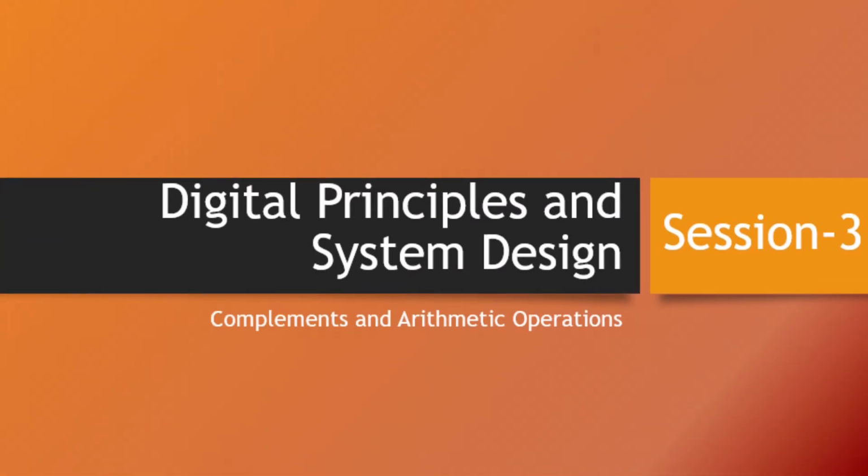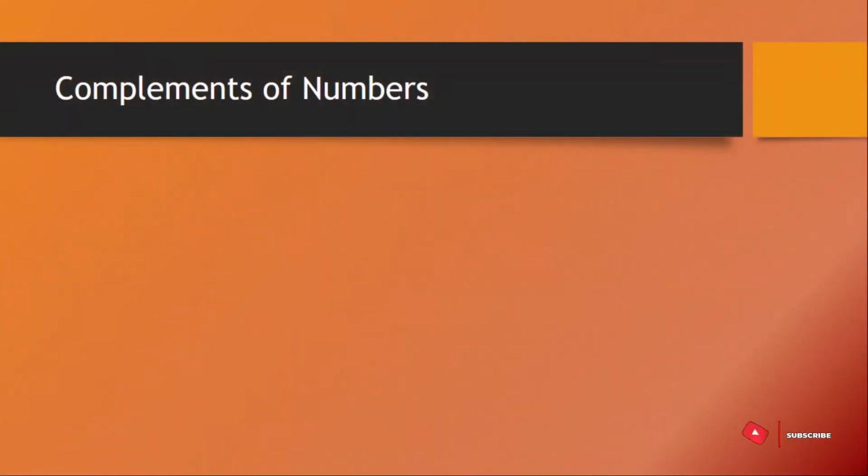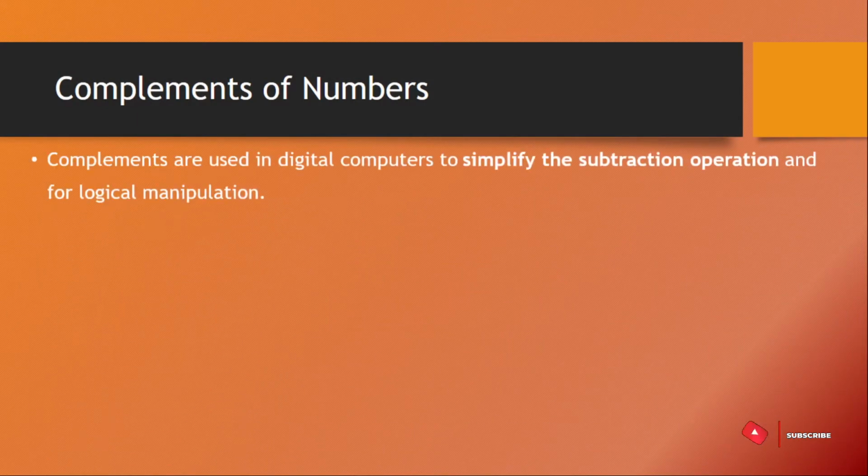Today we are going to learn about complement of numbers. So let's get started. So what do we mean by complement of numbers? Actually, complements are a representation of numbers in either binary form or whatever number system we follow. Complements are used in digital computers just to simplify the subtraction operation or for other logical manipulation. If we represent numbers in the form of complements, then that will ease our process during some arithmetic operations like subtraction.